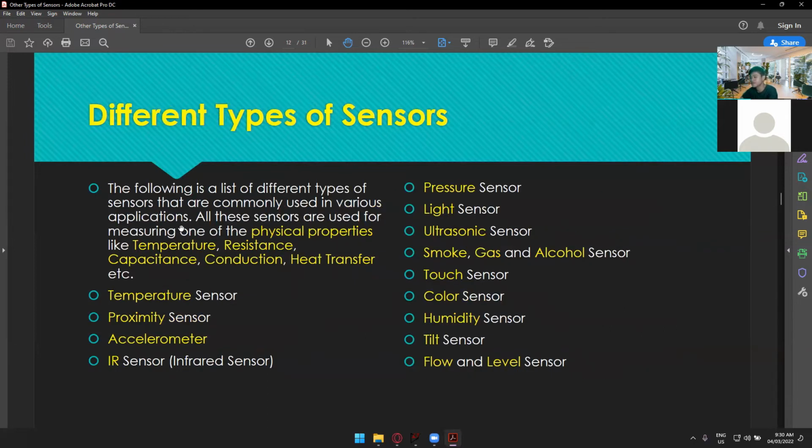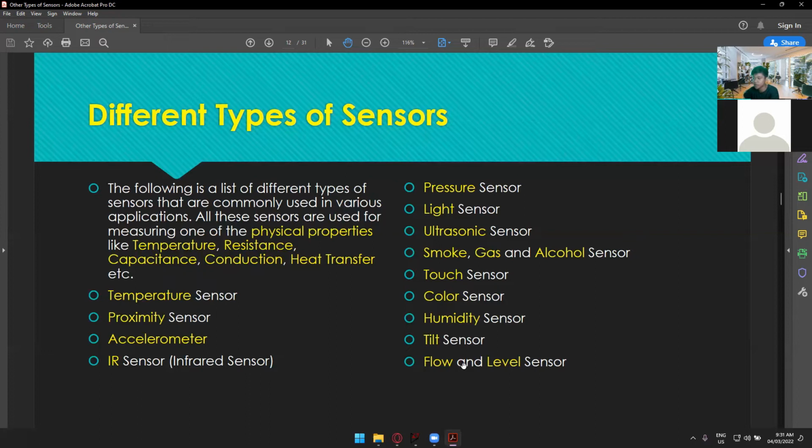Okay, so here are the different types of sensors. Most of these can measure physical properties like temperature, resistance, capacitance, conduction, and heat transfer. So we have, of course, temperature. These are the common ones; you probably already know these sensors. We have temperature, proximity, accelerometer, IR, pressure, light, ultrasonic, smoke, gas and alcohol, touch, color, humidity, tilt, flow, and level sensor. Okay, so those are the most common types of sensors.